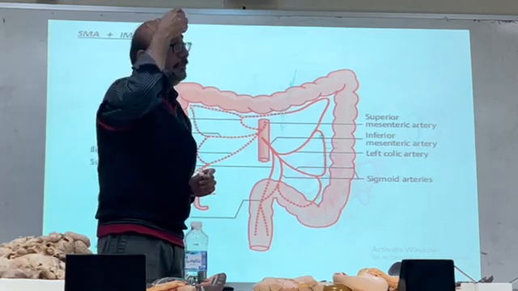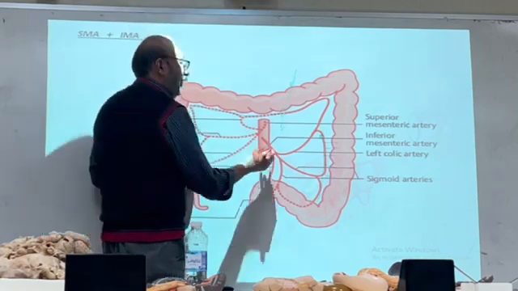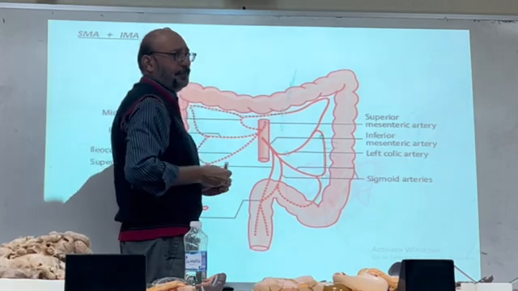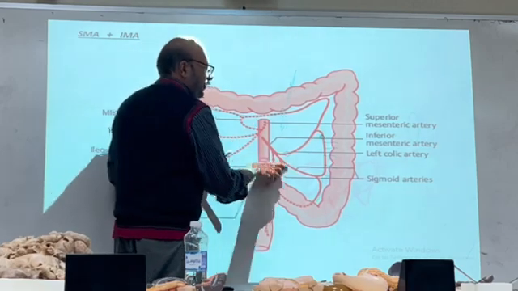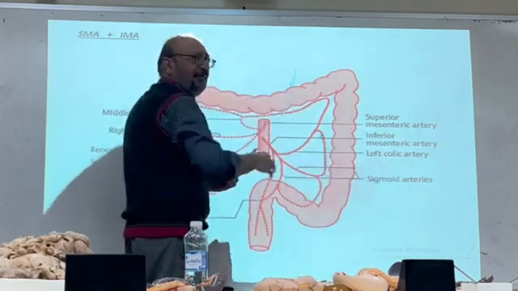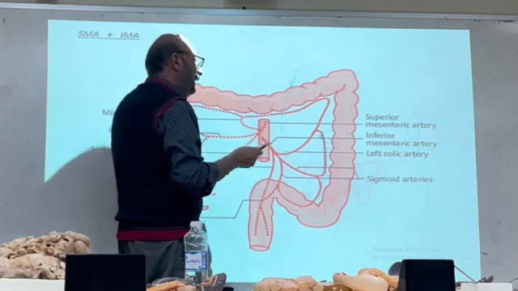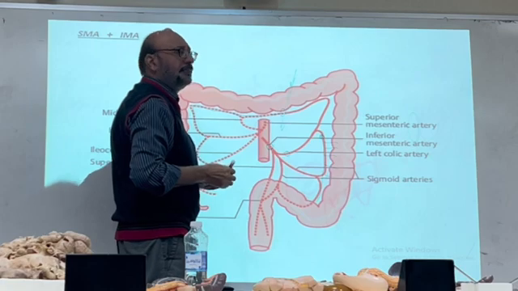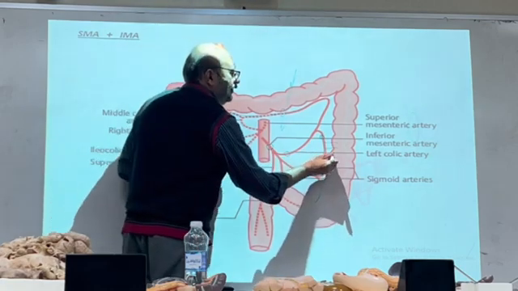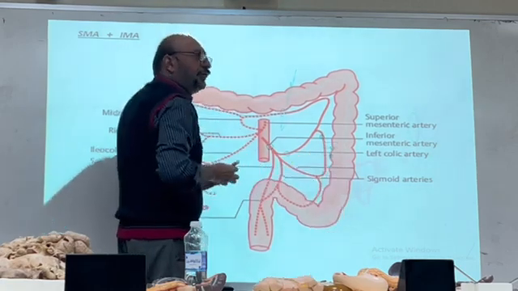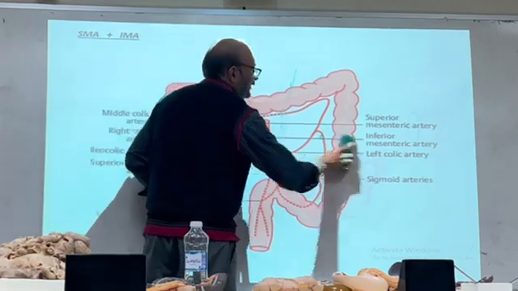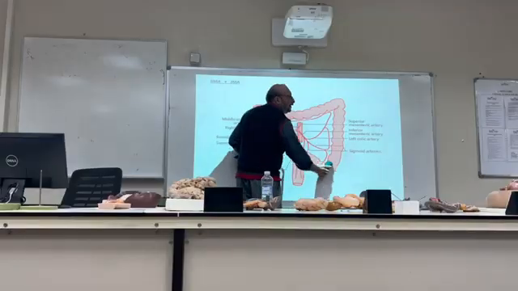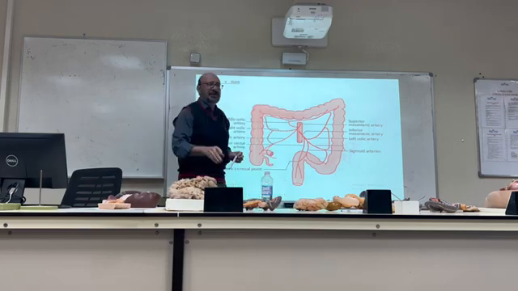Am I okay? Yes. If there is a blockage here, we are safe because there are multiple branches and blood supply will go, until I have a very big blockage here, or if I have many small blockages here. These are going to cause intestinal ischemia and gangrene. Am I clear? Yes.